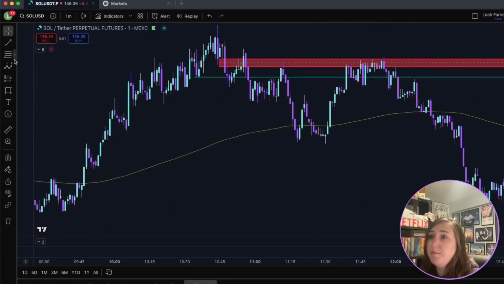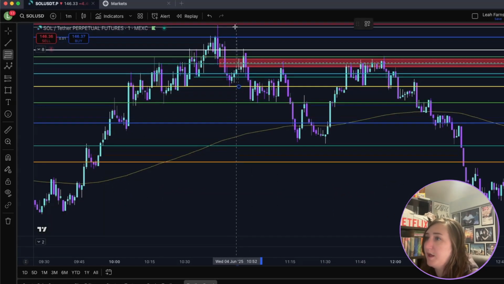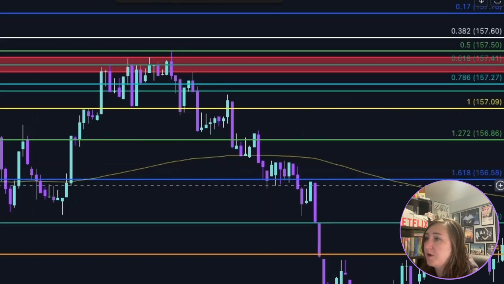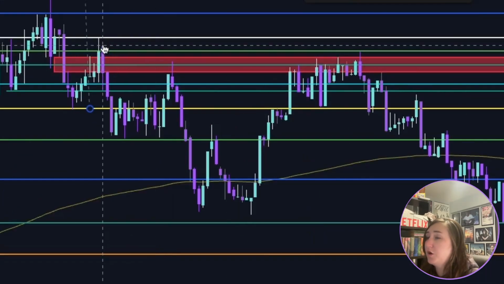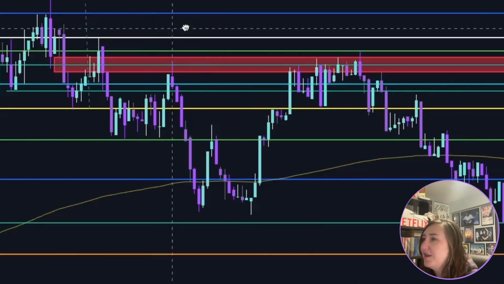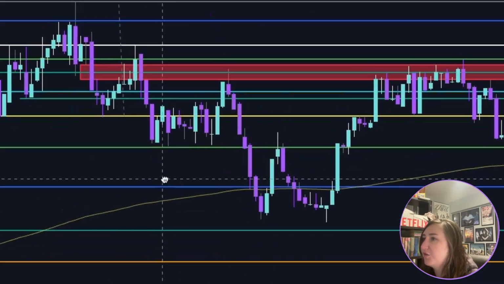If you're mixing up your Fibonacci with this would be a total reversal play. But because we had to change character, we had to break the structure, maybe we wanted to get on this first move, you'll notice it does come up to our 0.5, 0.382. It actually wicked our 0.382. So this is why we are putting our stop losses.